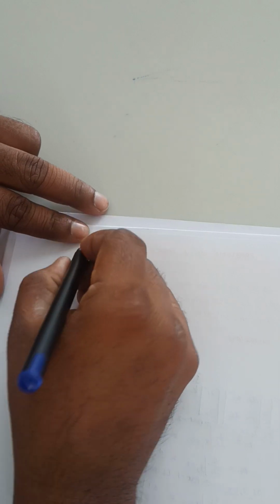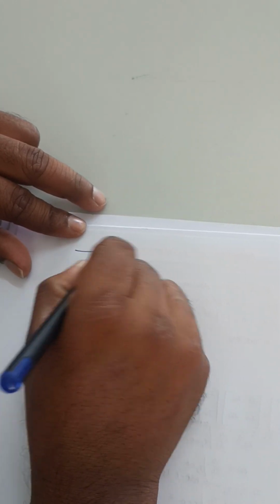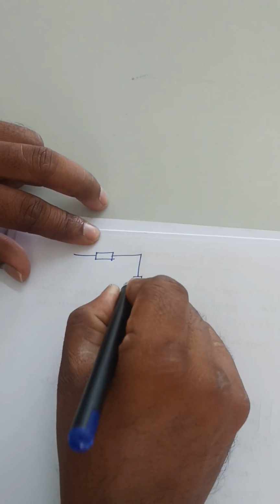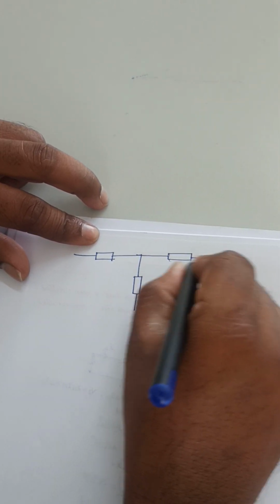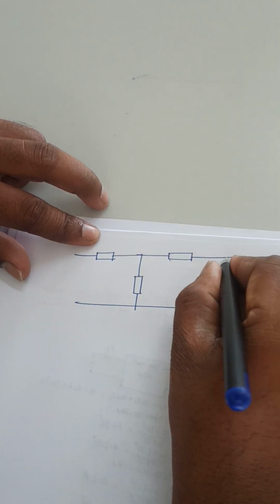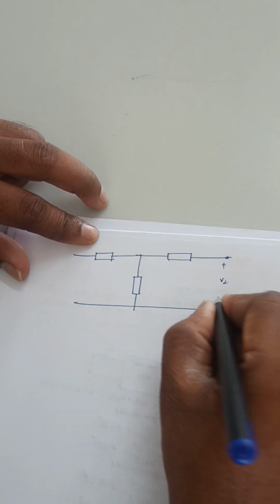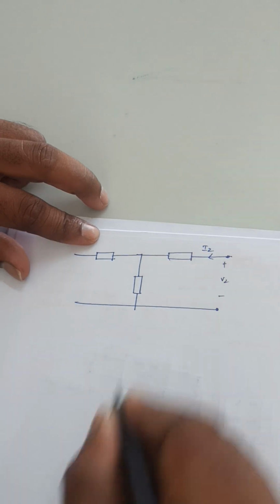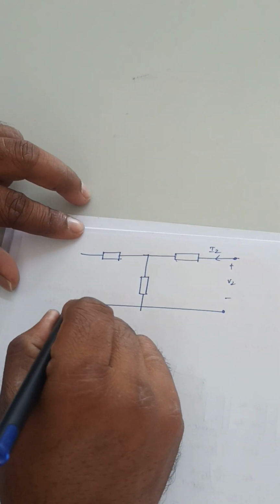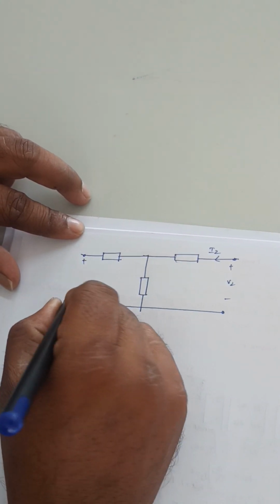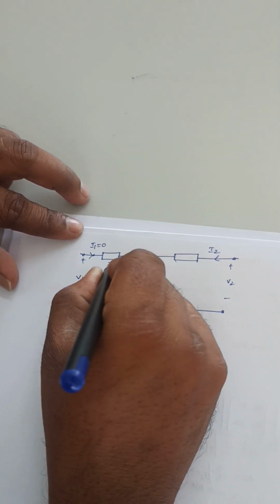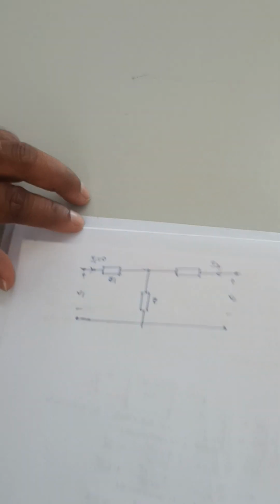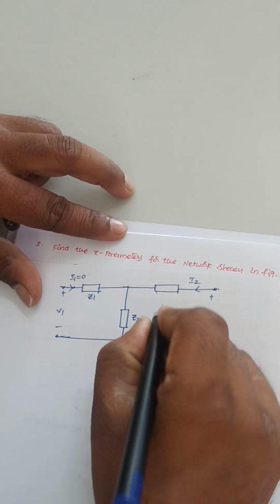So this is the circuit here. So this is V2 and this is I2. This is V1. This current I1 is 0, I am making this current 0. I think it is Z2. It is Z2. This is Z3.